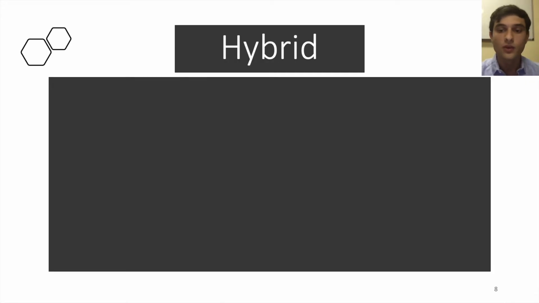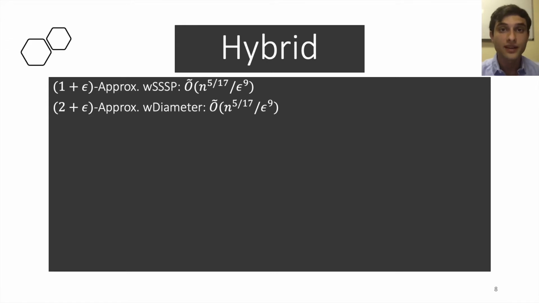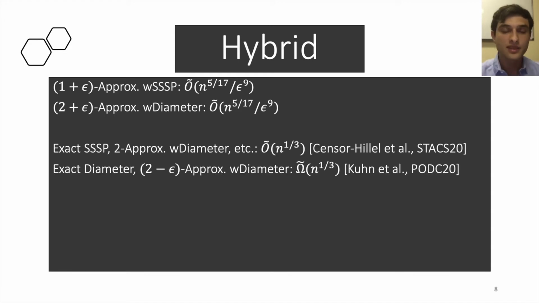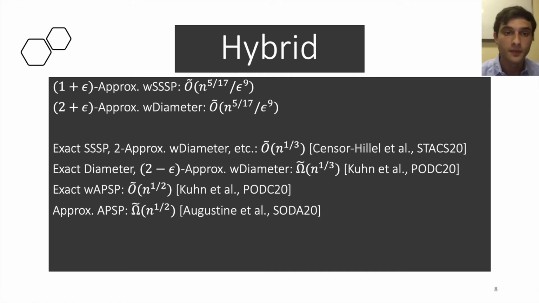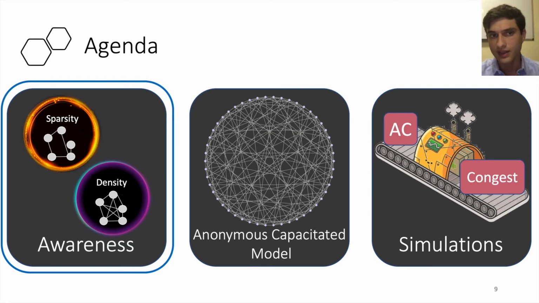In the hybrid setting, we show one key result, approximating single source shortest paths, and this in turn shows a result for an approximation of diameter. The interesting part about our result is that it's the first result below n to the 1/3 rounds for these types of problems. Many other algorithms are known which run in n to the 1/3 rounds for these types of problems, as well as lower bounds for similar ones. It's also noteworthy that in the hybrid setting, APSP and all its approximations take exactly n to the 1/2 rounds. So how do we do this?